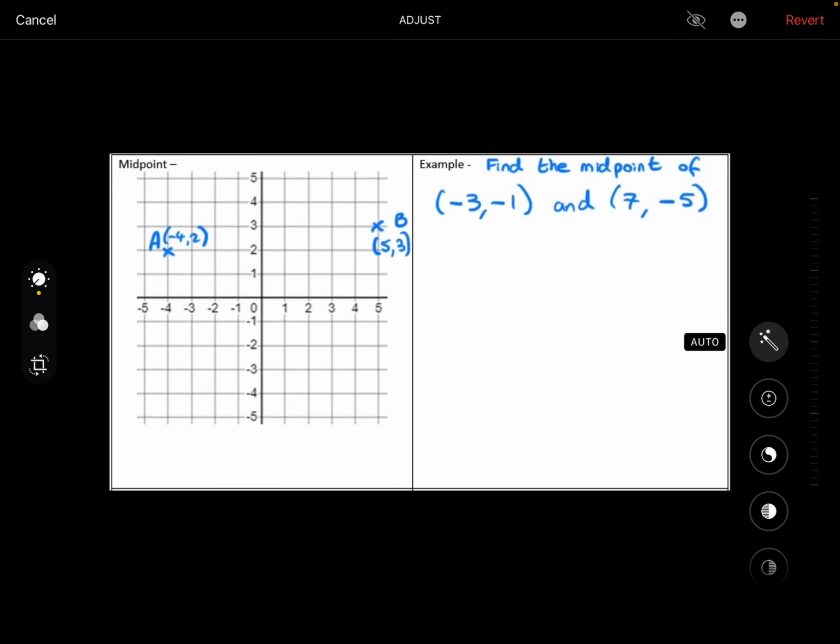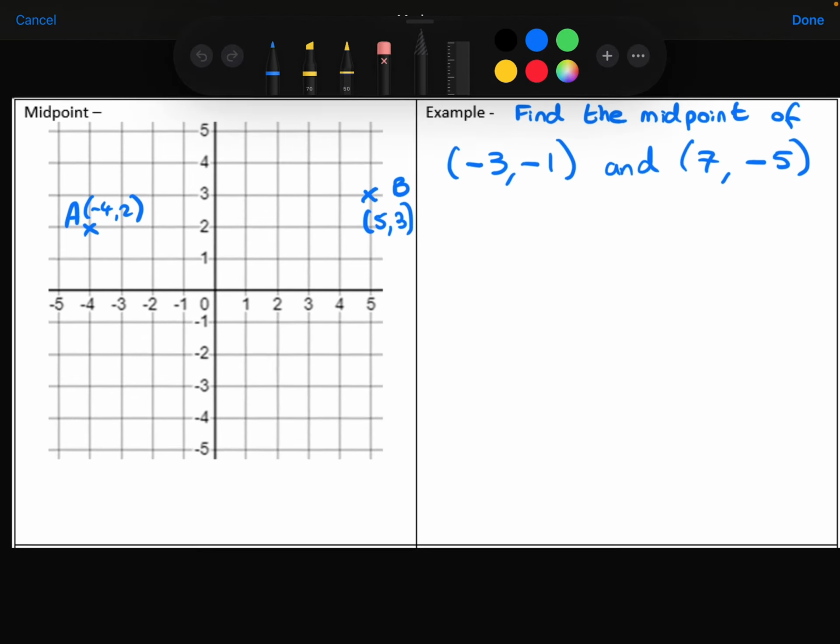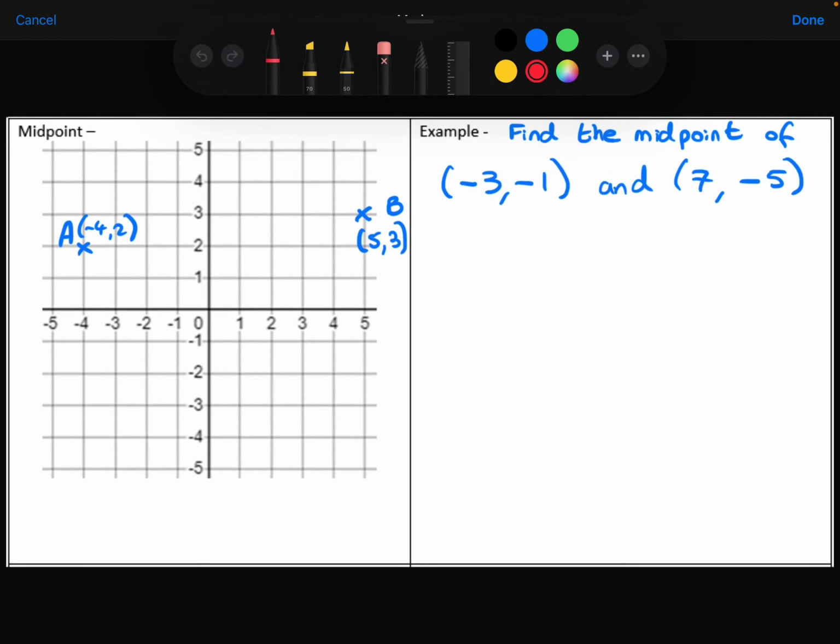First thing we're going to have a look at is how we can find the midpoint of two coordinates. So I've got the 2 points A, which is -4, 2, and B, which is 5, 3, and I want to work out the coordinates of the point that's in the middle. There are different ways you can do this. The easiest way, that will work all the time, is let's focus on the x coordinates first of all, add them together, and divide it by 2. So -4 plus 5 is 1. 1 divided by 2 is 1/2, or 0.5.